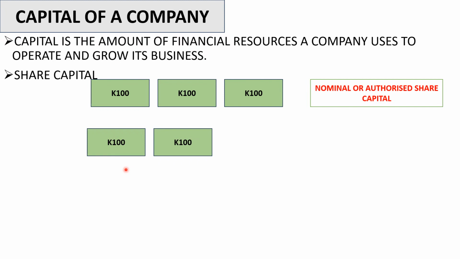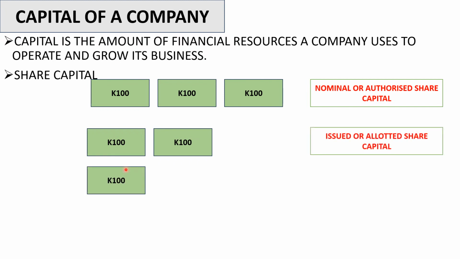So this 200 that's going to be issued to the shareholders is called issued or allotted share capital. Okay, now let's picture a situation where, when shares are advertised, it's not always that all of them are going to be bought. Maybe people don't trust the company, they don't think the company can make profit. So out of these two, only one has been bought. Okay, so there's just one that the shareholders have actually paid for. This one has not been paid for.